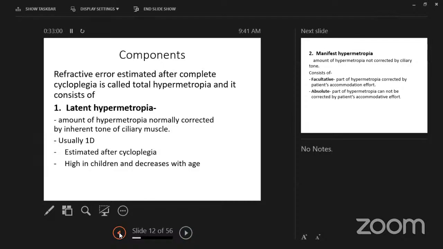You should know. Why not? Accommodation is what? A patient comes at 25 years with hypermetropia. So first thing, most important thing, go to the next slide.